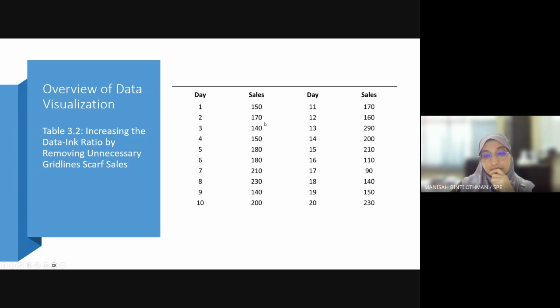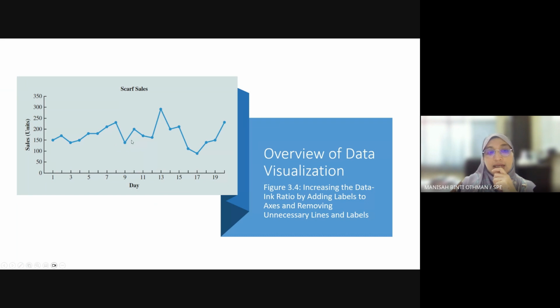See, this is a chart here. Less grid line, but you can clearly see the pattern of this chart. Less grid line, and this is a line chart. So remove unnecessary lines. But if you need a line, make it minimum only.